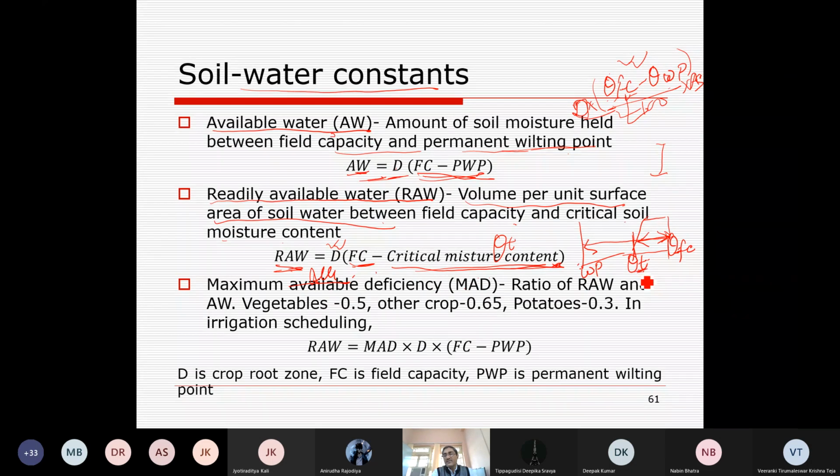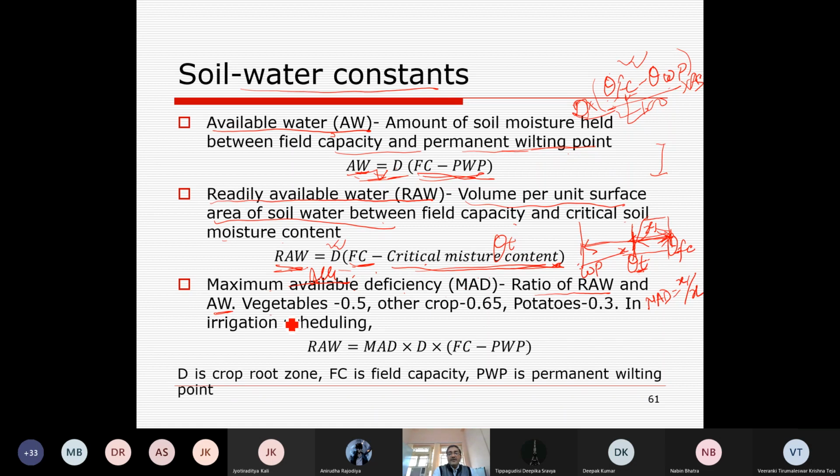critical soil moisture content, that is at time t, and the maximum allowable deficiency. This is the total, and out of this is the allowable deficiency or deficit condition. So this is basically the maximum allowable deficiency, that is the ratio of readily available water and available water. Readily available water and available water. So this is always less versus this is high. This is the total available water. So if we take this as x1 and this total as x, then MAD is simply x1 divided by x.